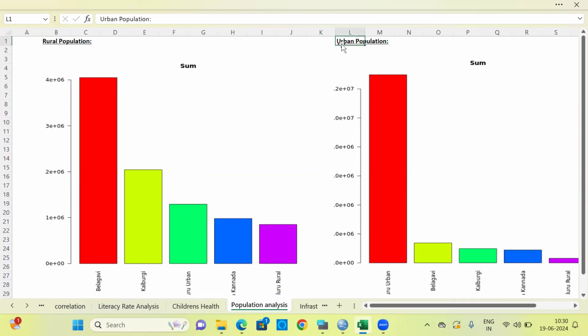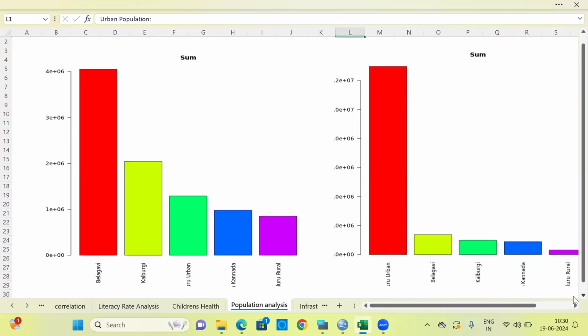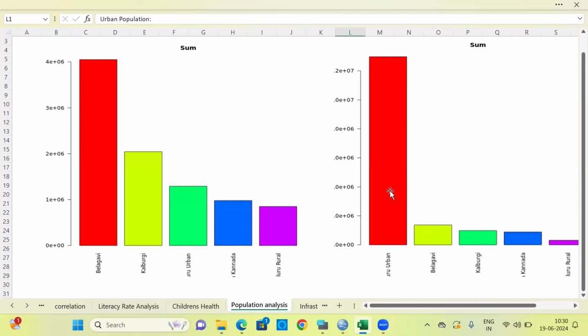Let's now compare this with urban population. By and large, in fact, the trend completely changes here. Here, the longest bar is for Bengaluru urban, which is expected, that we have the highest percentage of urban population in Bengaluru, followed by Belgavi and Kalburgi.